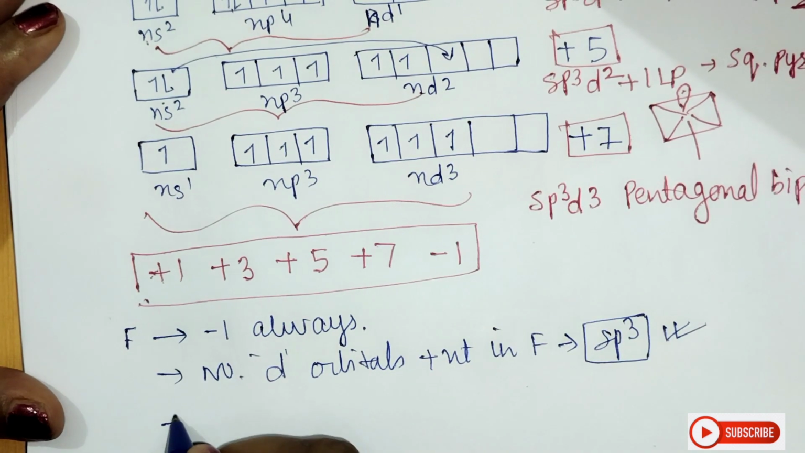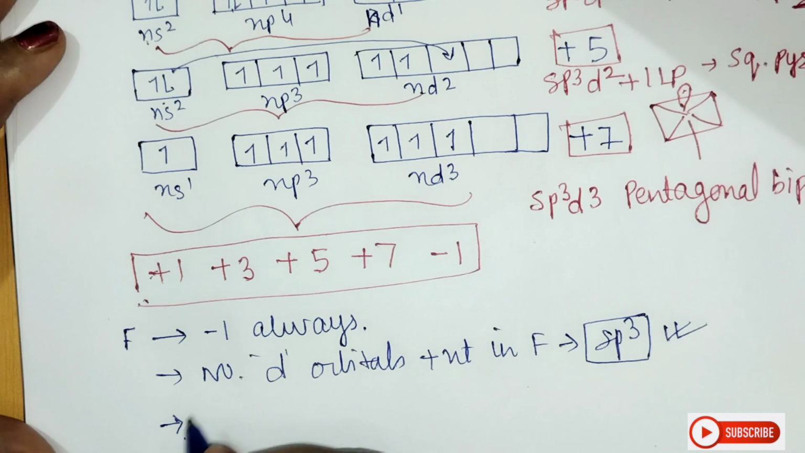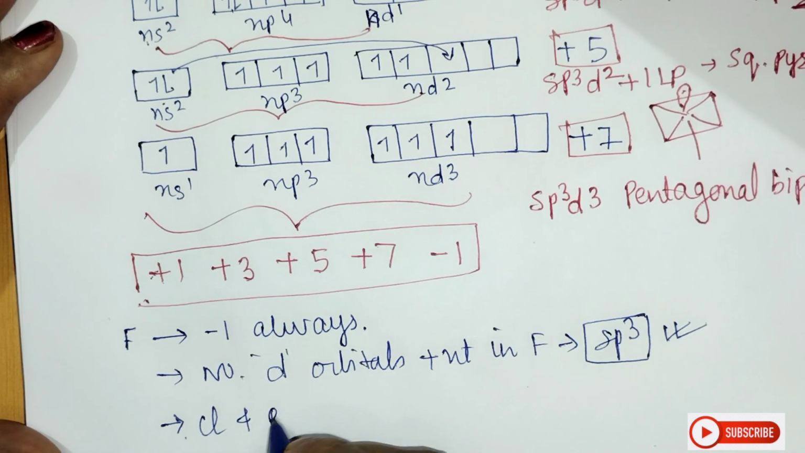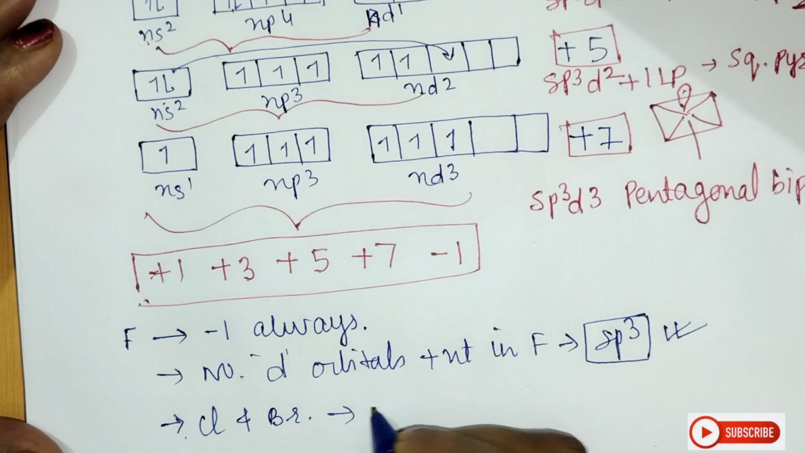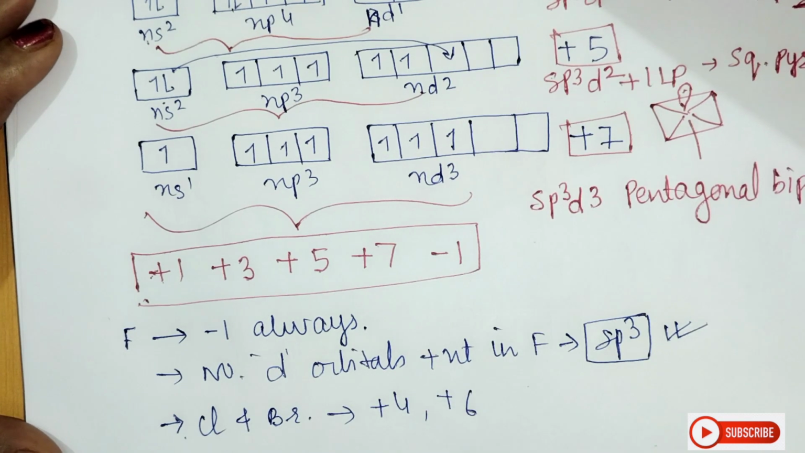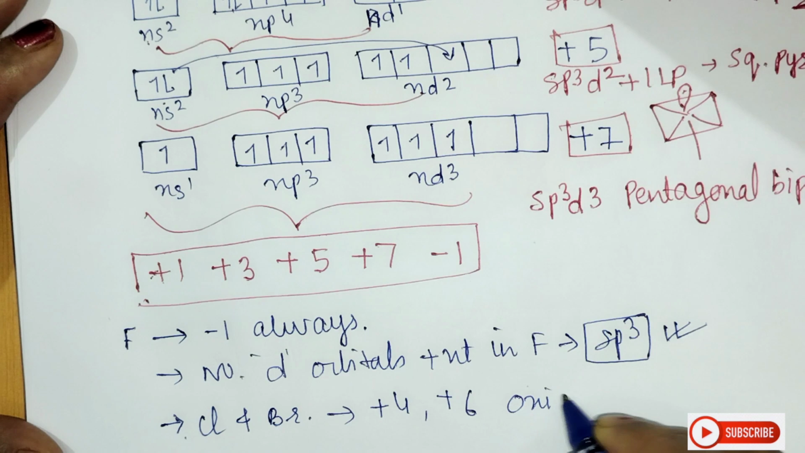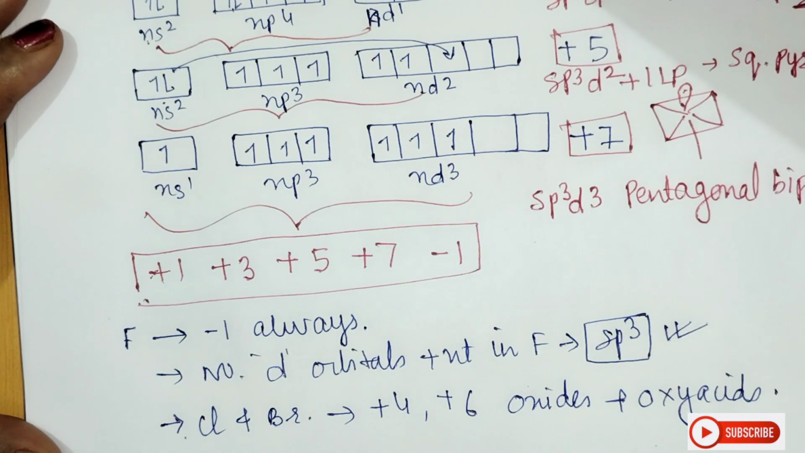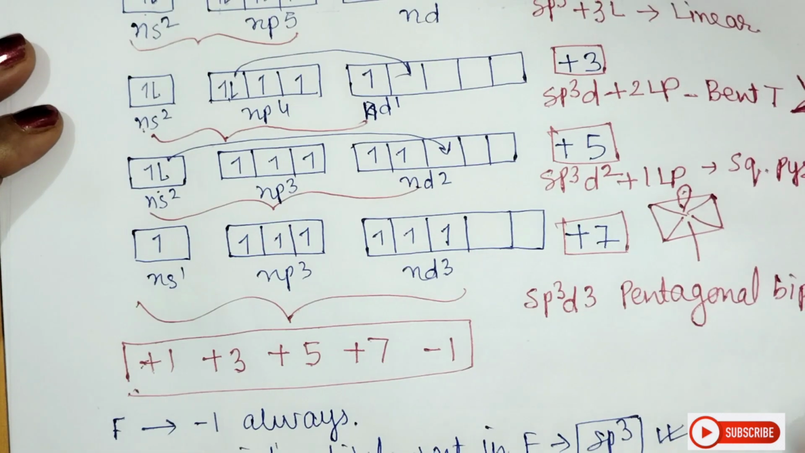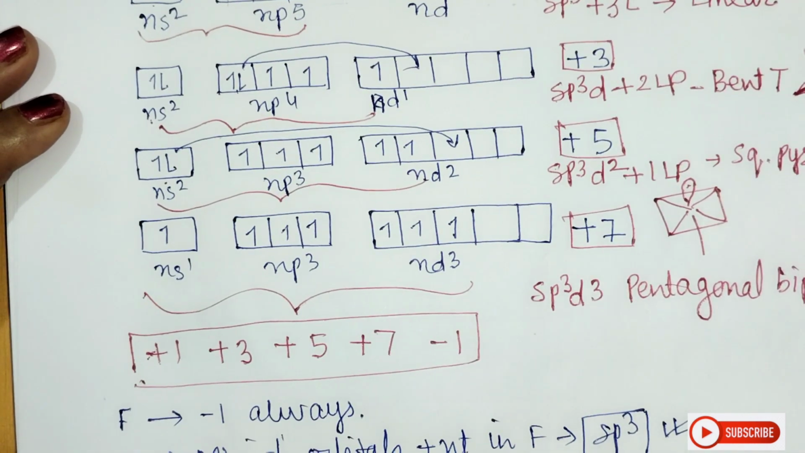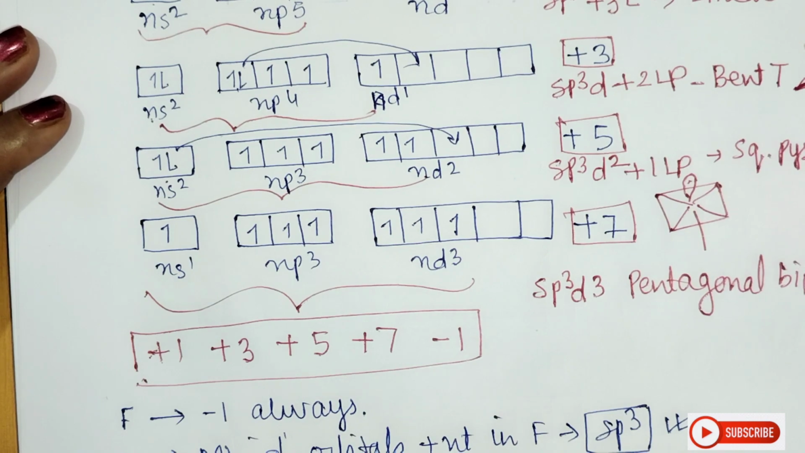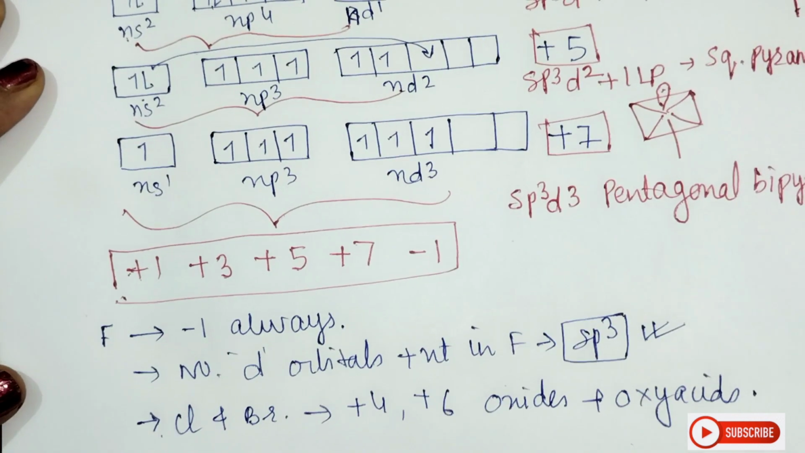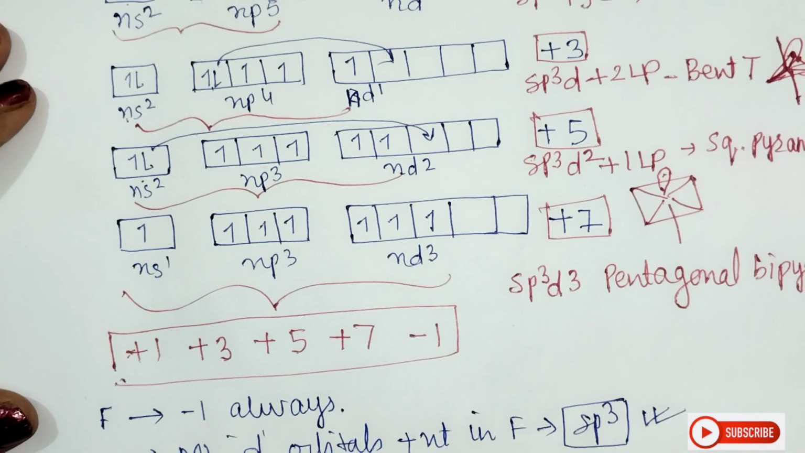Next, a very important thing about halogens is that a few of the halogens like chlorine and bromine also exhibit +4 and +6 oxidation states in their oxides and oxyacids. Otherwise, most of the time the oxidation states that is +1, -1, +3, +5 and +7 are exhibited by halogens. Students, I hope you have understood the concept of oxidation numbers and how to find them out, along with the type of hybridizations they will exhibit.